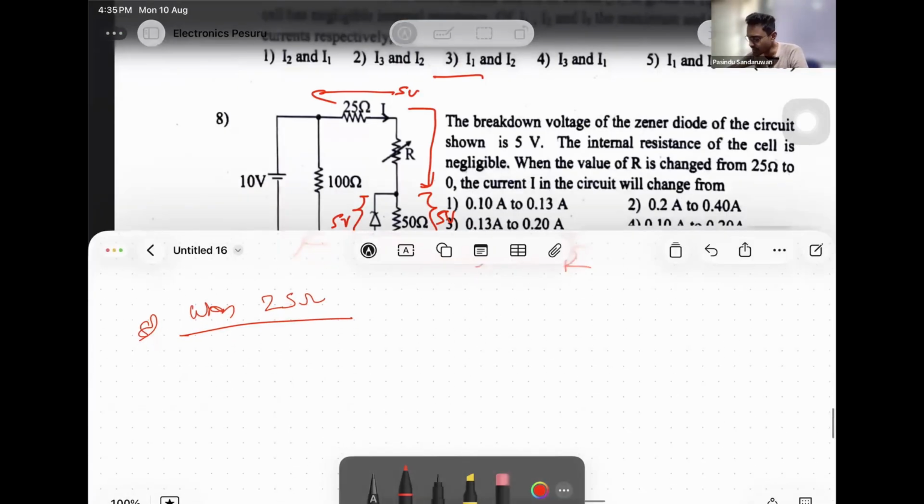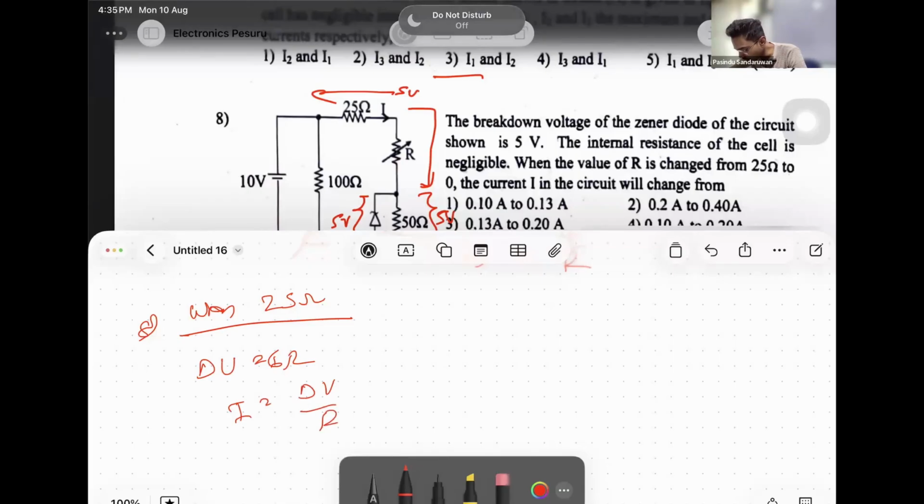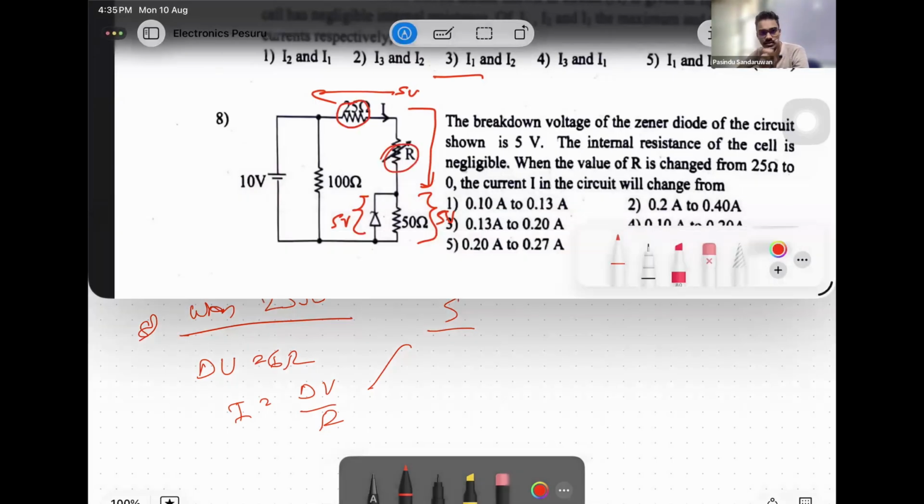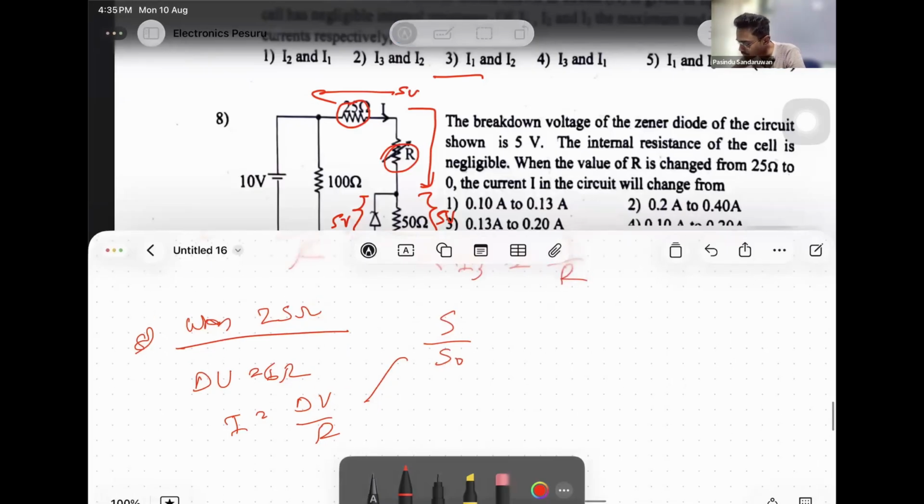Then if you need I, again, delta V equals IR. So I is given by delta V over R. Then when this is 25, if you check, delta V is 5 and the resistance R is also 25. These 25s are in series combination, so altogether that is 50. Then 5 over 50 means that is 0.1.